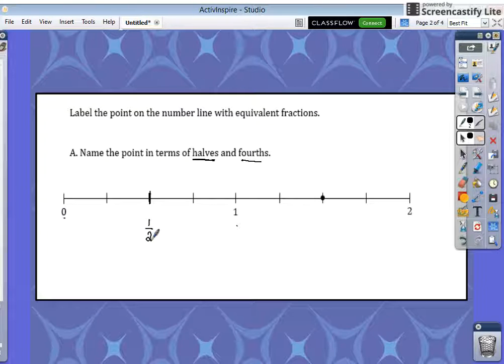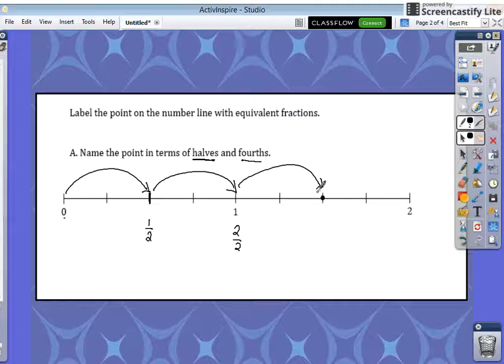If I were to continue to label my number line in terms of halves, I would say from here to here is 1/2. From here to here is another half. So that's 2 halves or 1. From here to here is 3 halves. And from here to here is 4 halves.